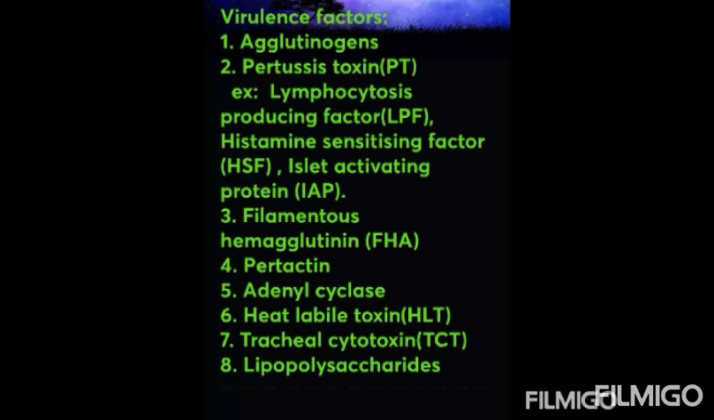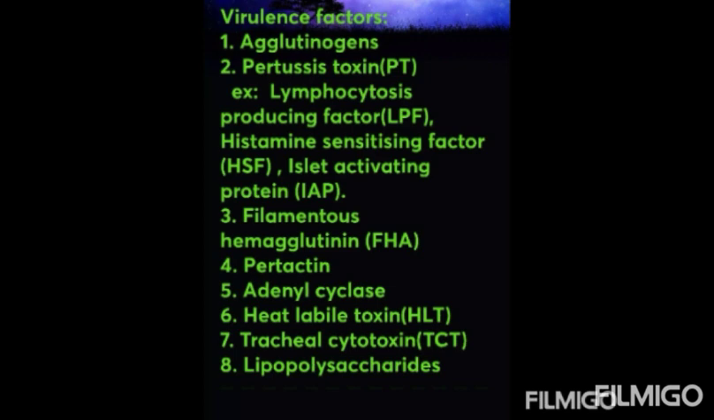It is very important. Examples of these toxins are lymphocytosis producing factor, that is LPF, histamine sensitizing factor, that is HSF, and islet activating protein, IAP. These are the examples for pertussis toxin. Lymphocytosis producing factor causes lymphocytosis in pertussis patients as well as in experimental animals. It is a very important diagnostic feature: lymphocytosis is present in pertussis patients. Histamine sensitizing factor is responsible for heightened sensitivity to histamine in experimental animals. Islet activating protein causes excessive insulin secretion by the pancreatic islets. So these are the 3 examples for pertussis toxin.